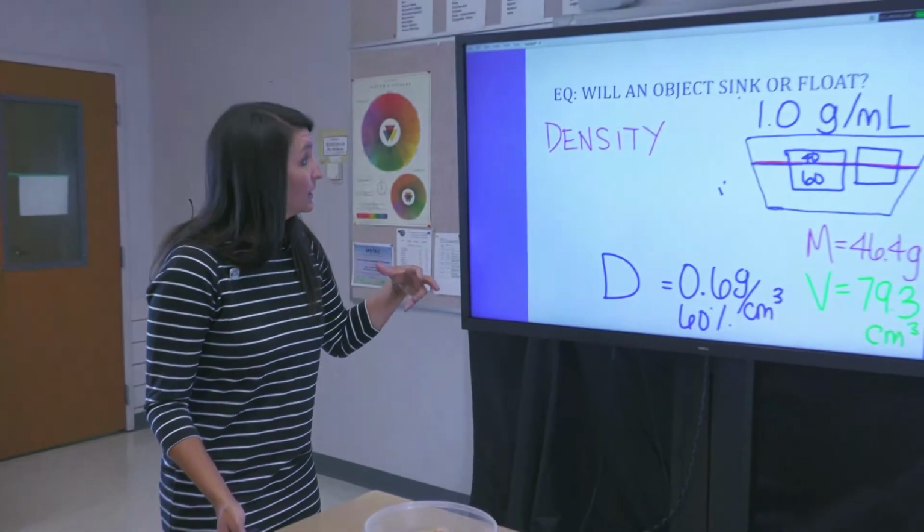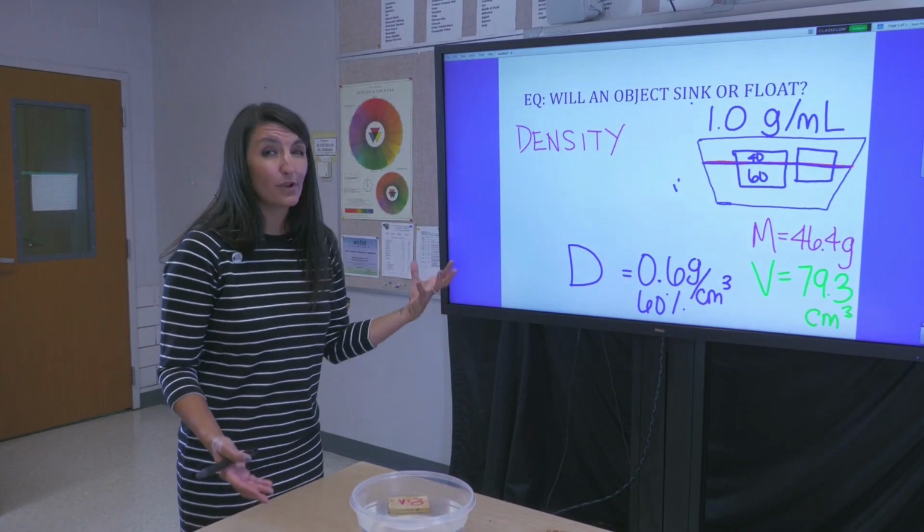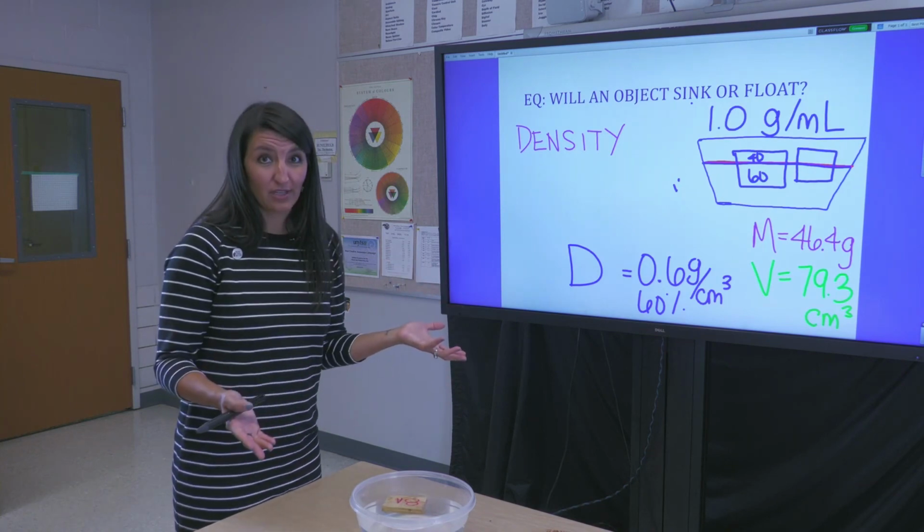You could do this same experiment or the same procedure over and over with many other objects.